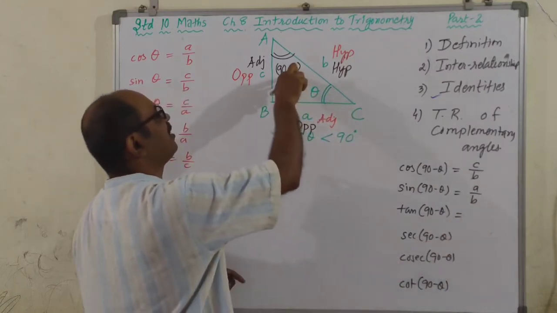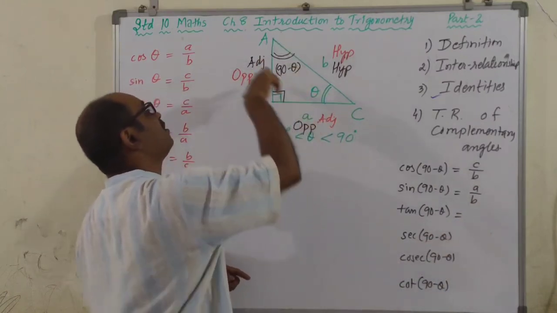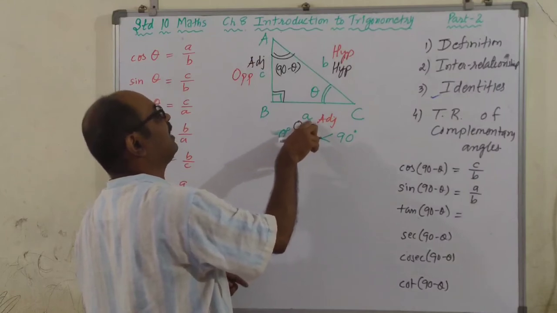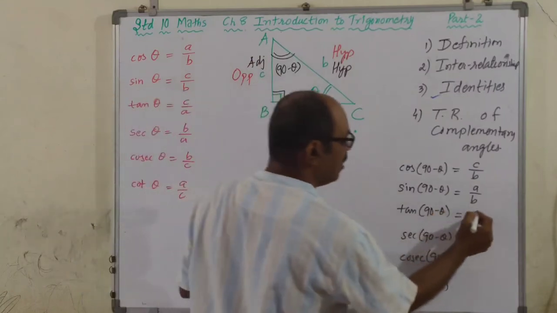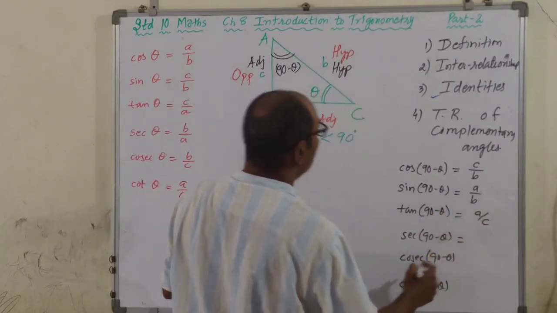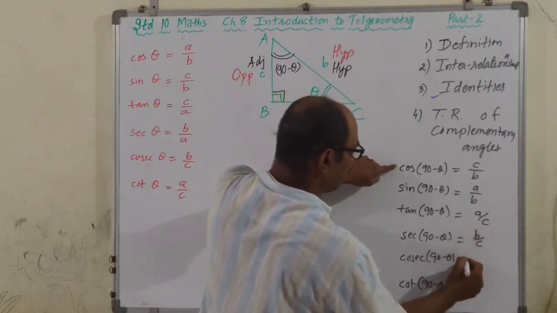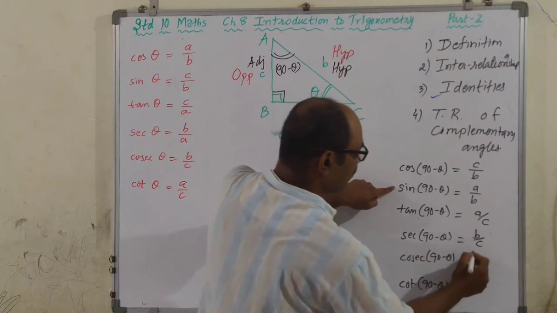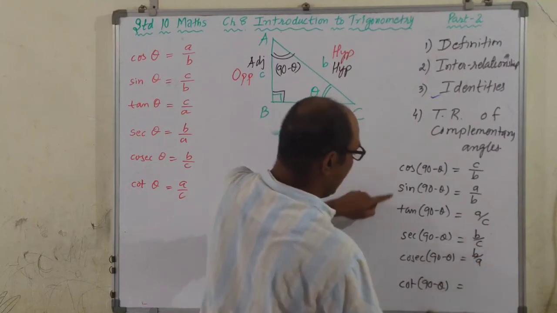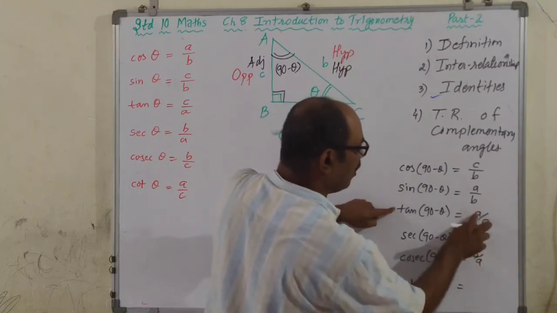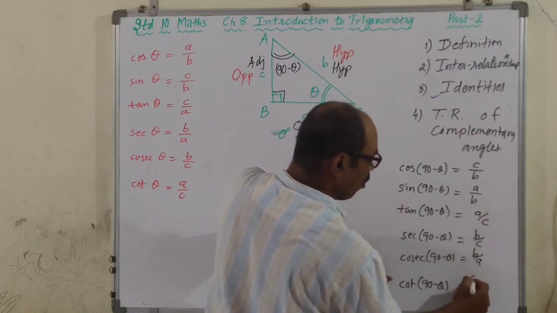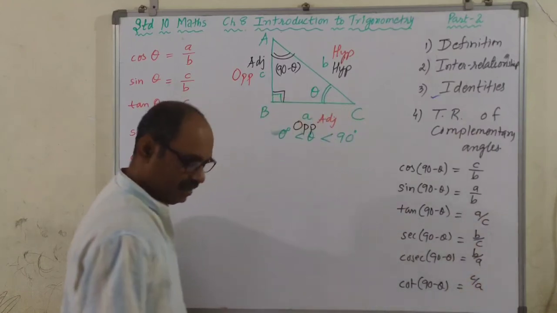Tan of 90 minus theta. Tan is opposite upon adjacent. In black, opposite is A and adjacent is C. So that is A upon C. Sec is its reciprocal, so that becomes B upon C. Cosec, its reciprocal, becomes B upon A. And cot, the reciprocal of tan, tan is A upon C, so cot becomes C upon A.